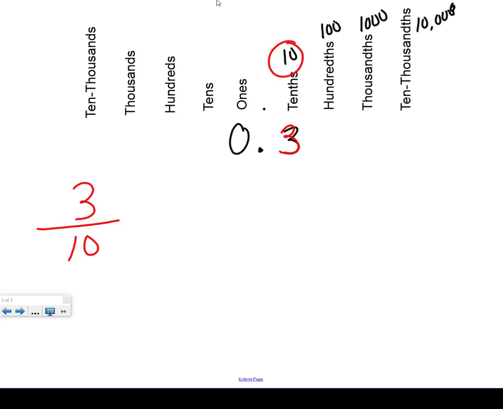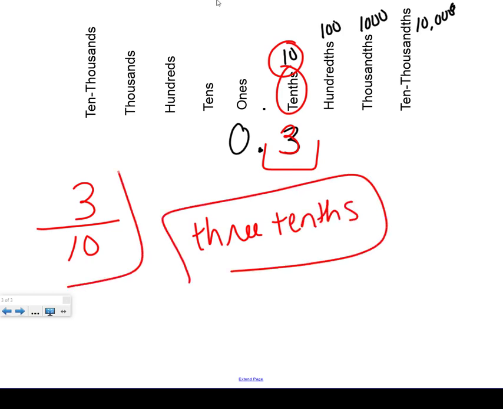To write this into words, you go back up here like we did before, and we see 3. We write the place value that we have, and it's tenths. So these would be my answers. Okay, let's try another one.